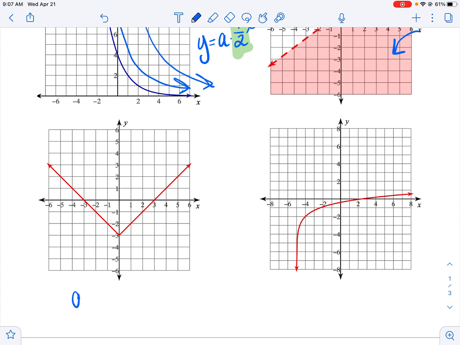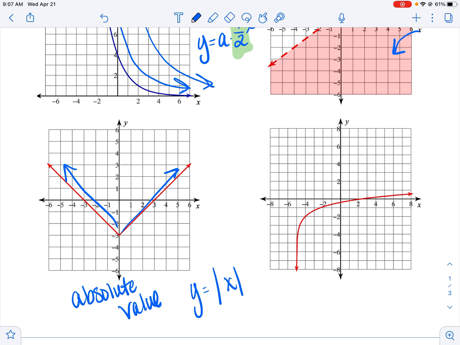This is absolute value. And the one piece I want you to pay attention to is that everything moves into the positive direction, and that kind of makes sense. So when something is negative, the absolute value changes it to a positive. So it would make sense that everything is positive in the y direction.